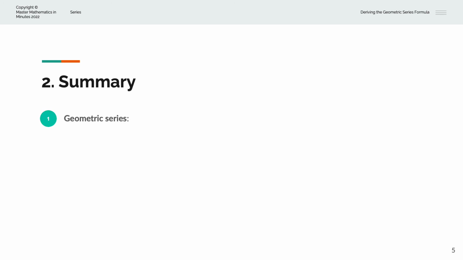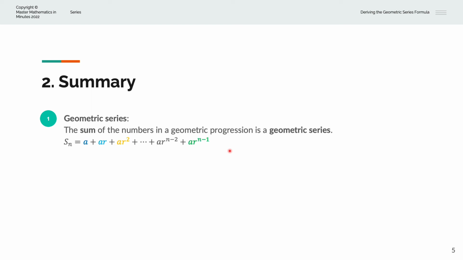To summarize, a geometric series is the sum of the numbers in the geometric progression. So with the first term a, second term ar, third term ar squared, and so on. And by summing each of these terms together, we have Sn, which is the geometric series. And we've derived two formulas for Sn. The first one is Sn equal to a times 1 minus r to the power of n, divided by 1 minus r, and r cannot be equal to 1. And if we're summing across an infinite number of terms, S infinity is equal to a divided by 1 minus r, provided that the absolute value of r is below 1.